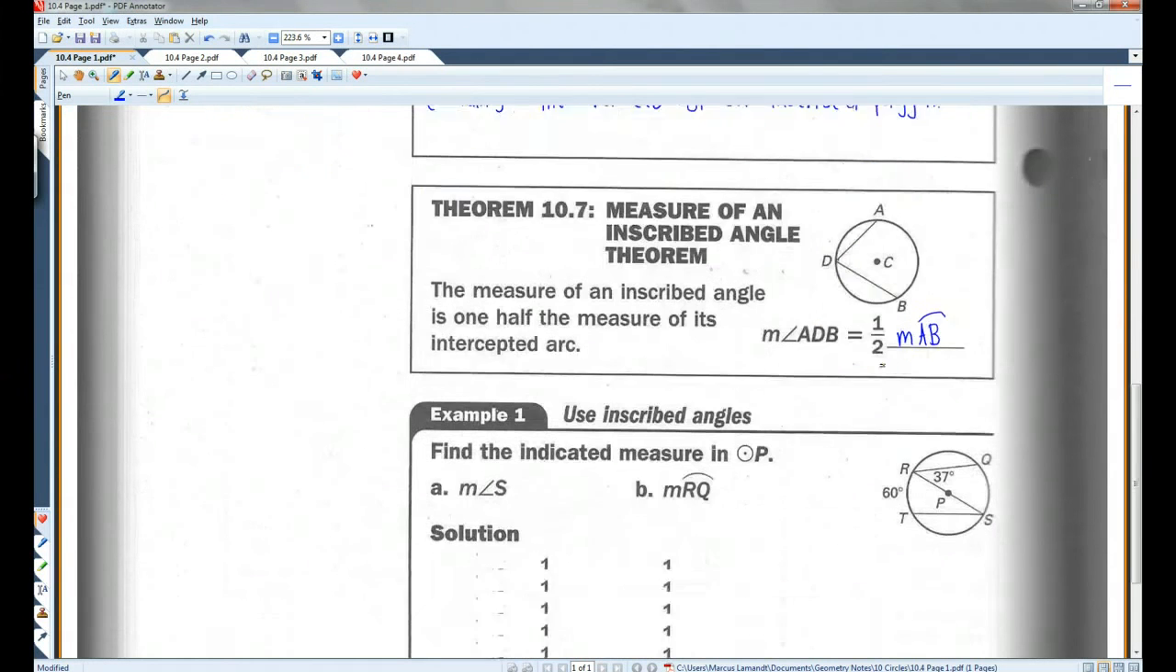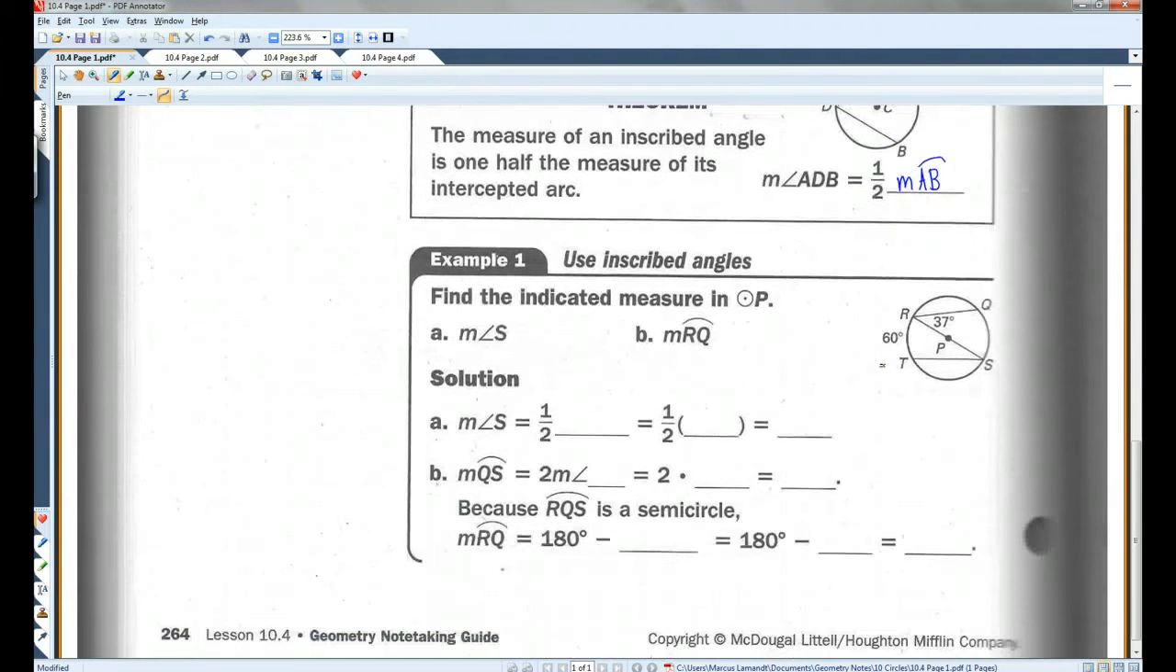Okay? So for example, find the indicated measure in circle P. The measure of angle S. Okay, so angle S is this angle here. The arc is 60. So the measure of angle S equals 1/2 60. Oh, I think they want us to put the actual arc first. So arc RT, which is 60 degrees. Half of 60 is 30.